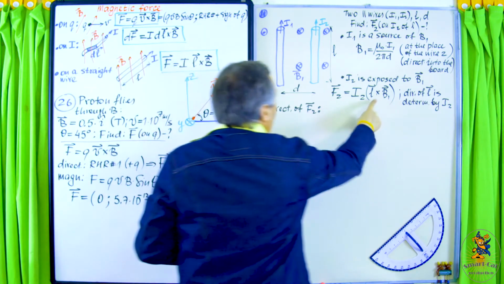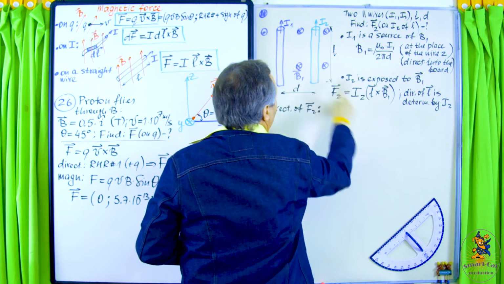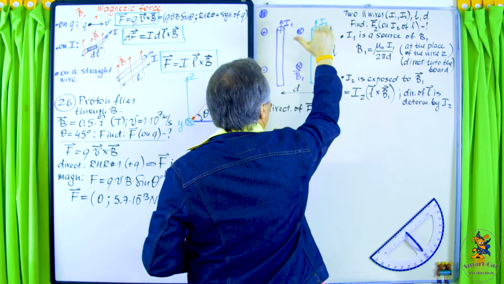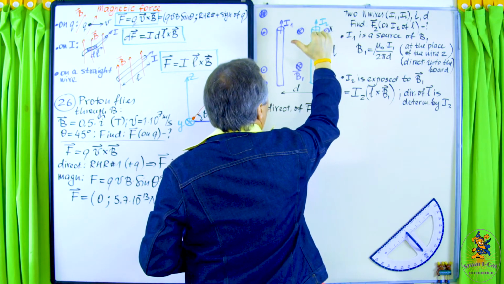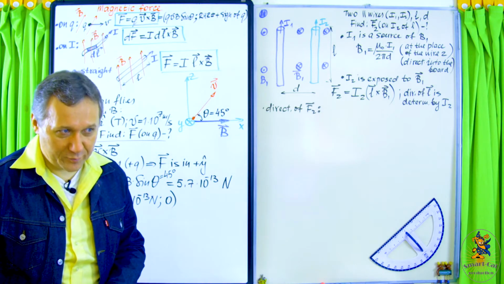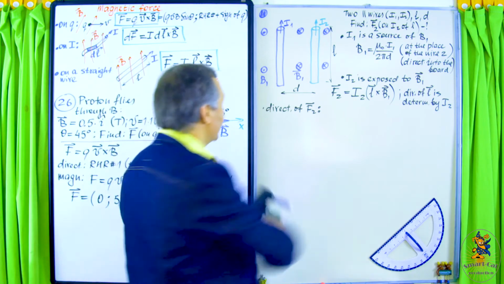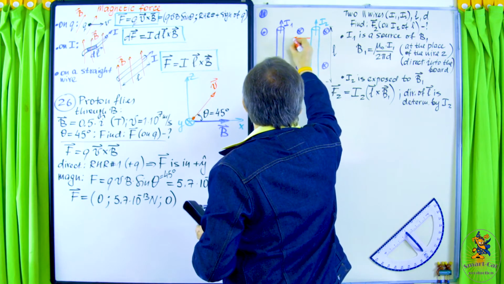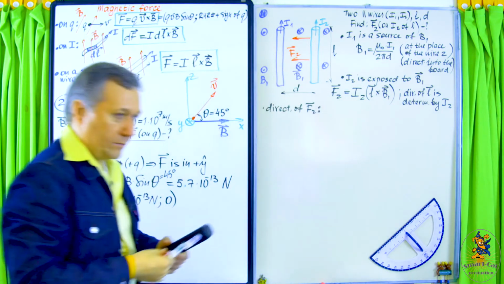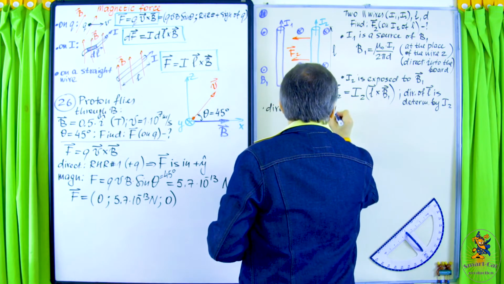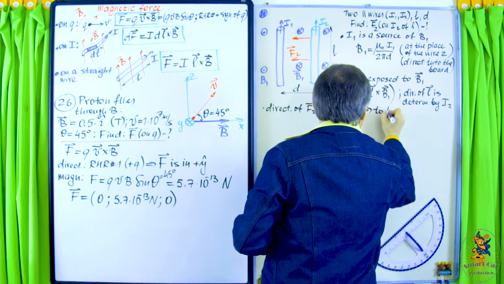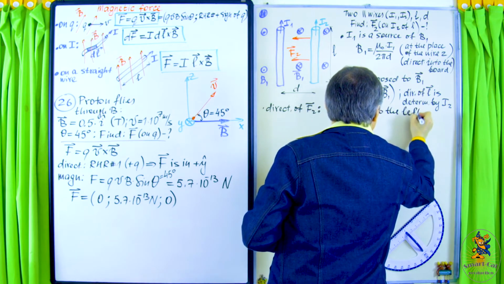So the direction of L is up, because that's the direction of I2. Magnetic field B1 is into the board. So L cross B, and the direction of the force is to the left. So it will be a force of attraction. Let me draw this force. So that will be F2. I will write right-hand rule number one. It gives us to the left.